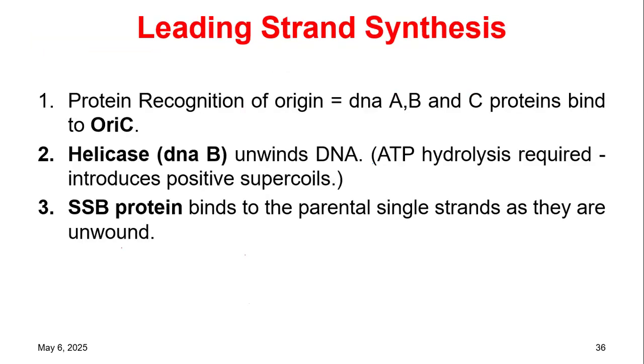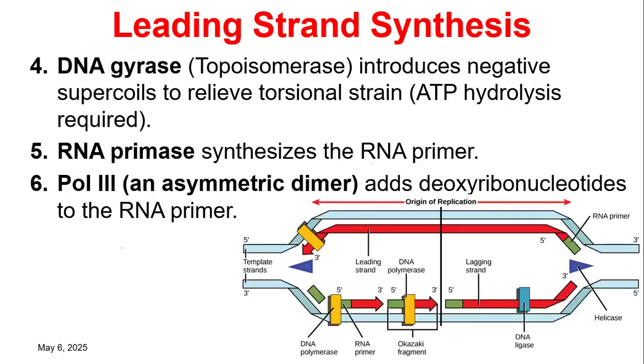Now, protein recognition for origin of replication. Remember, we said DNA ABC proteins bind to the origin, then helicases will unwind, and then single strand binding protein will actually bind to ensure that the molecule has remained unwound. They don't actually collapse back on themselves. Then DNA gyrase and the topoisomerase will introduce negative supercoiling to give transitional strength.